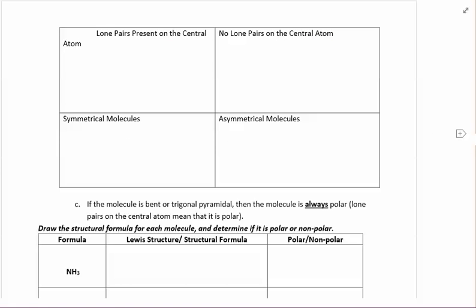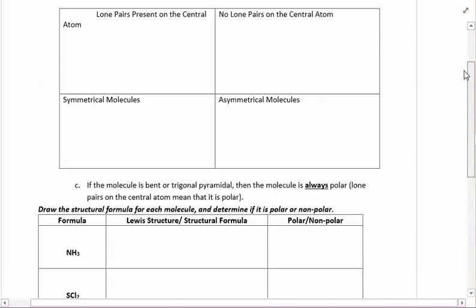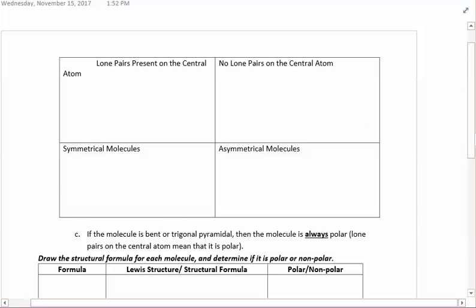So first, we're going to have a few examples here to help explain this. We're going to look at something that has lone pairs on the central atom. So something that represents lone pairs, let's not use carbon. Oops. Let's use nitrogen. We're going to have NH3 here.